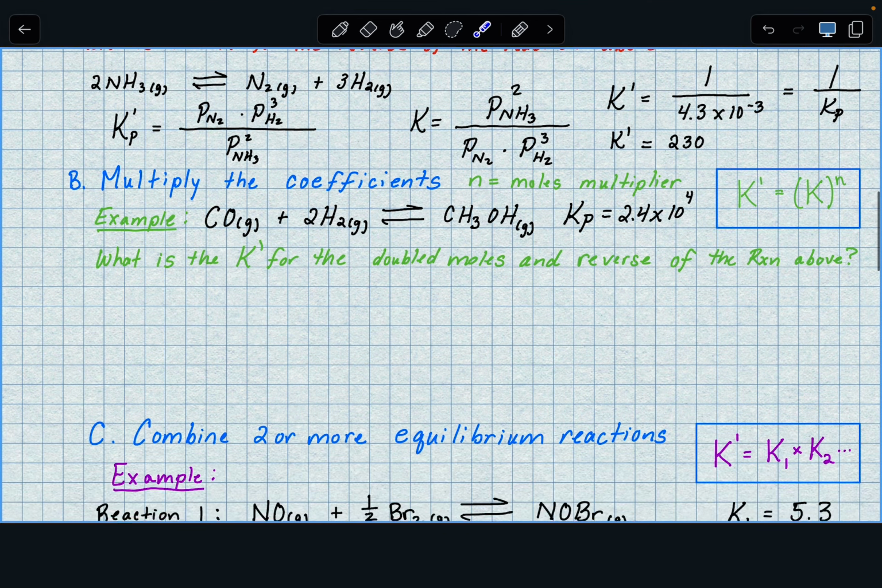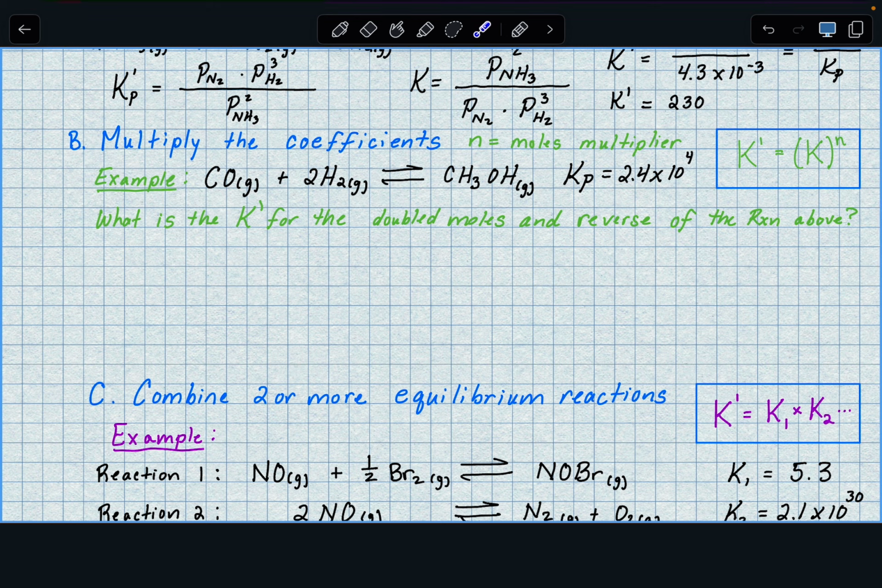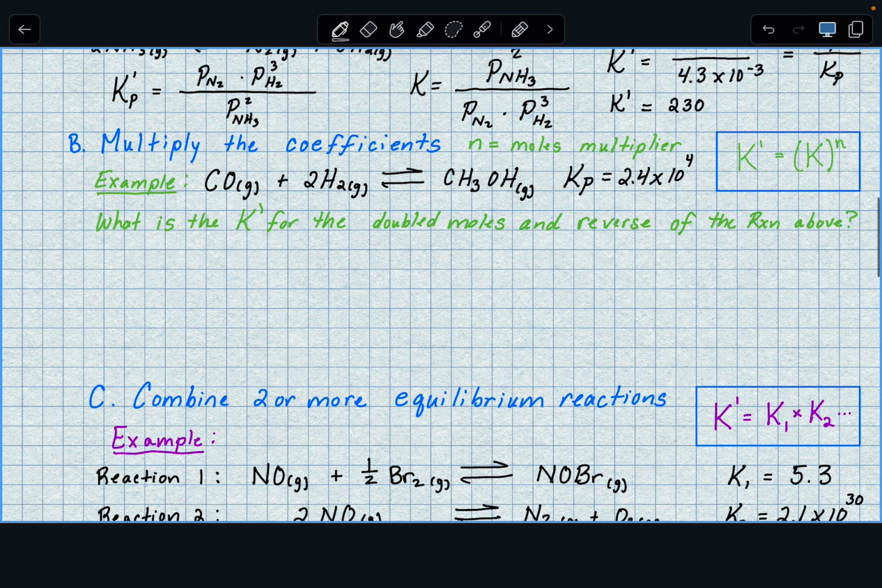before 7.6. All right, so the next one would be, what if we multiplied the coefficient? So I actually did 2 things with this one. I'm going to have us reverse the equation, and we're going to multiply it up, okay? So our new equation is going to be double the moles and reverse. So I'm going to do both this time. So it'll be 2 methanol as a gas, and then making 2 moles of carbon monoxide as a gas, and then 4 moles of hydrogen. So I'm going to do both with this one just to make this problem a little bit more difficult.